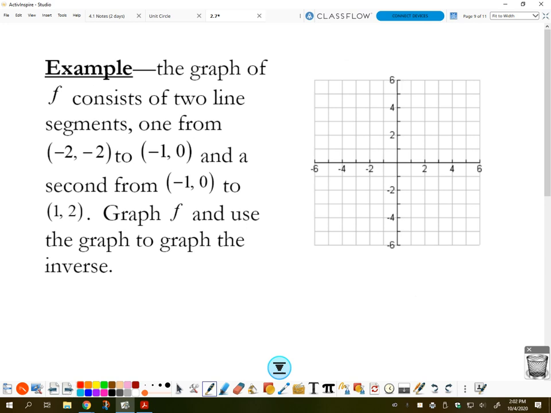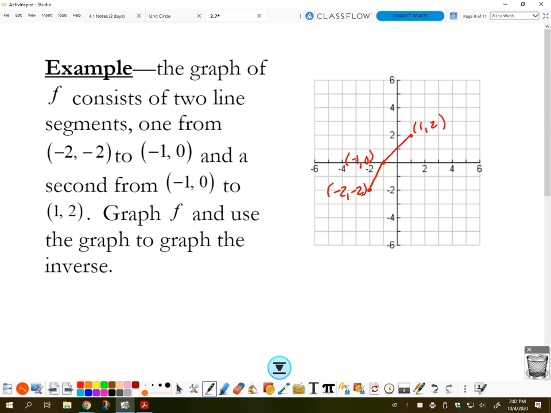All right, so they tell us that f consists of two line segments, one from (-2, -2) to (-1, 0). So we have that, and then we go from (-1, 0) to (1, 2). Then we have that. All right, so we graphed f; use it to graph the inverse of f. So we have points at (-2, -2), (-1, 0), and (1, 2).